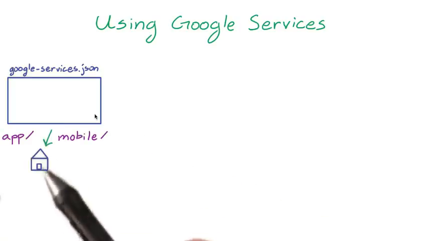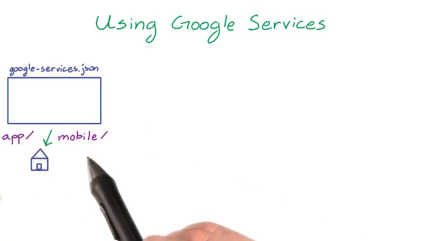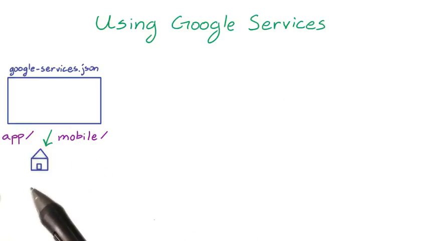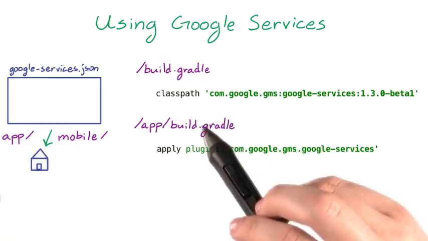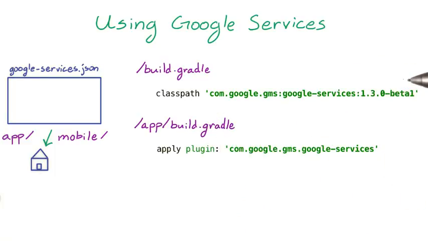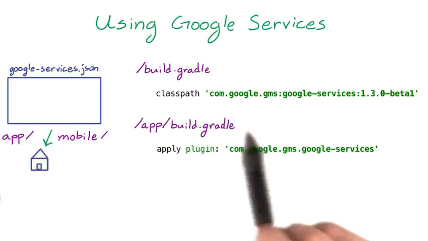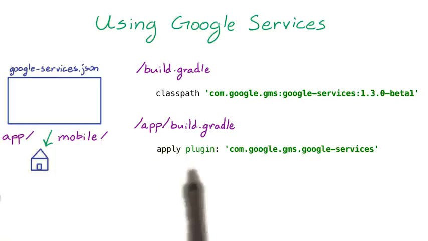Once you have your config file, you need to make sure it lives in the app or mobile directory of your project so that the Android framework can find it. Then you need to tell the Android framework that it is there by modifying the build.gradle files. In the top-level build.gradle, you're going to add a dependency on Google Services. And then in your project-level build.gradle, you'll introduce the plugin for Google Services.